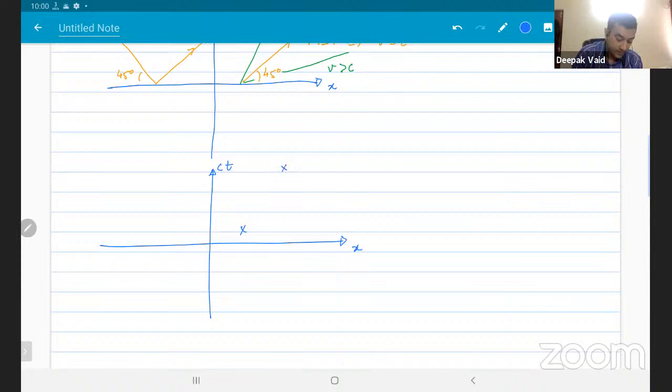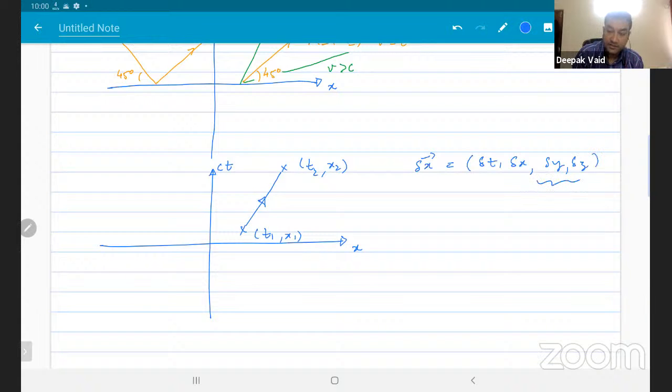Okay. So this point is t1 comma x1, and this point is t2 comma x2. And there is a vector which connects these 2 points. Right? What is this vector? You would represent it like this, delta t comma delta x. It has components delta t comma delta x. And remember, there is a delta y and a delta z also. But these we are setting to 0. We are setting the 2 spatial dimensions to 0 for the time being. Okay.